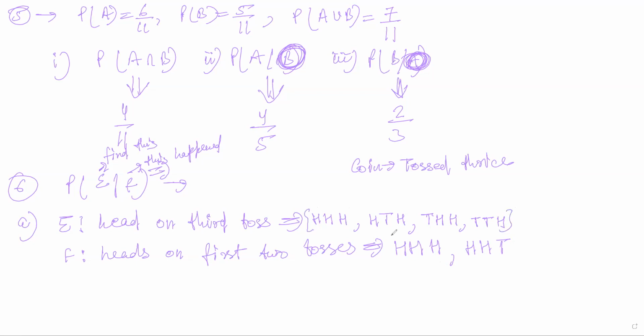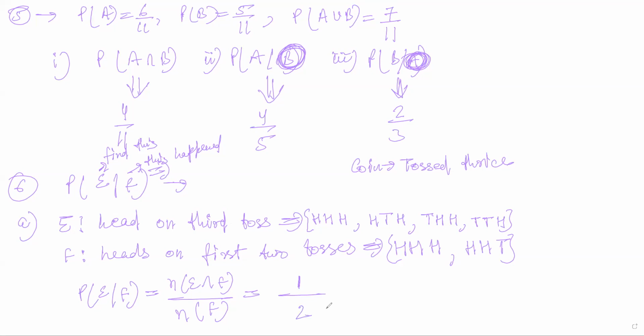So there are 4 elements in E. There are 2 elements in F. But if you want to find out P(E intersection F), I'm sorry, P(E given F), we need to apply this formula. Instead of P, we can also use N, number of elements, either probability or number of elements. Number of elements in E intersection F is basically the common elements between them, which is 1, HHH, and the number of elements in F is 2.